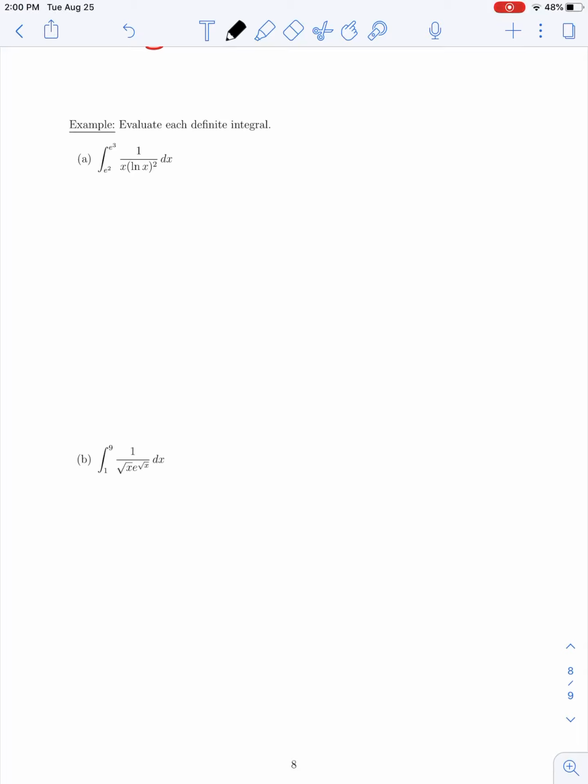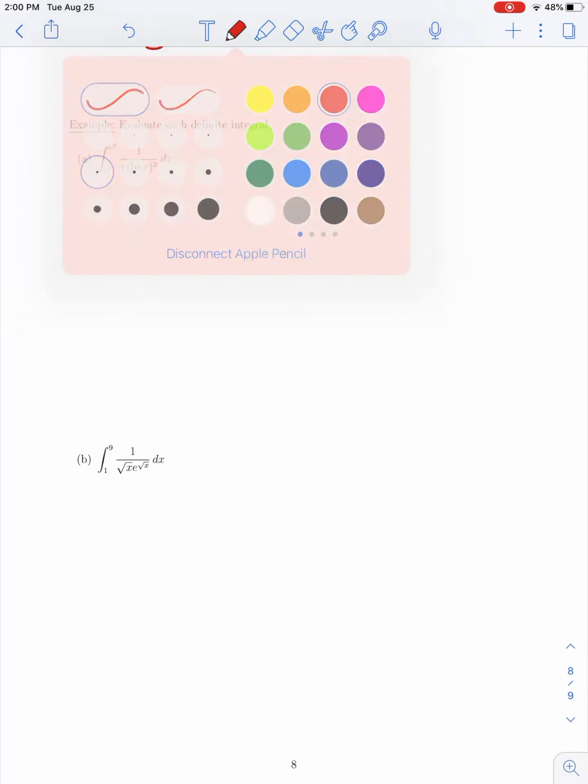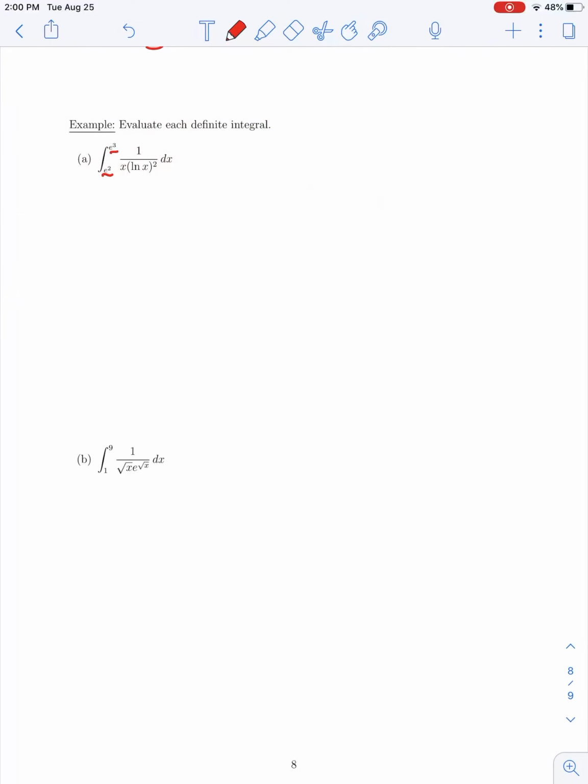So let's see how the process of substitution would be used for definite integrals, and make a little comment about notation. So looking at this first one, part A, we're asked for the integral from e squared to e cubed of 1 over x times the natural log of x squared. So I know from the fundamental theorem of calculus, to evaluate this definite integral, I need to find an antiderivative, and then I'm going to evaluate that antiderivative at my endpoints. So in order to find an antiderivative or to integrate this function, we would need to use a substitution.